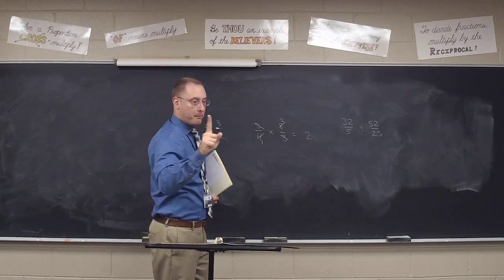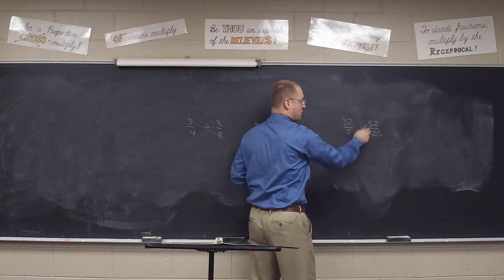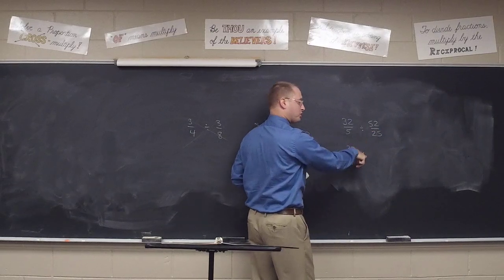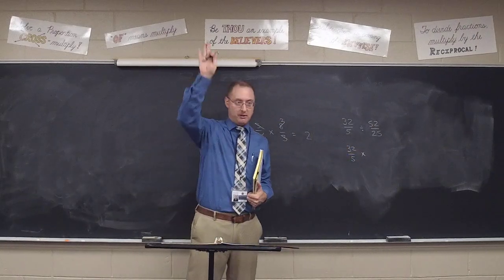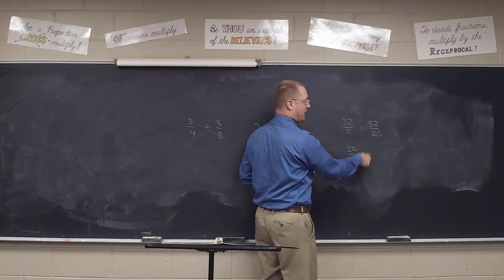Which one do we flip? The right hand one. The one after the division sign. So I'm going to keep the 32/5. Don't flip that one. Just multiply and flip. I've heard some people say this: keep, change, flip. How many have heard that? Keep it, change it to multiplication, and flip it, class.